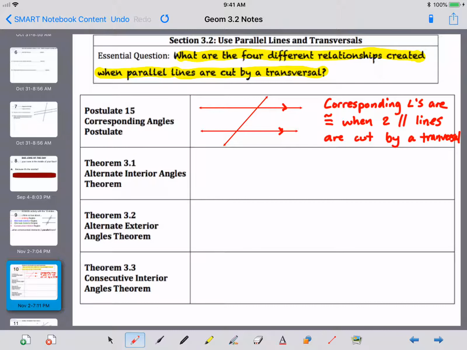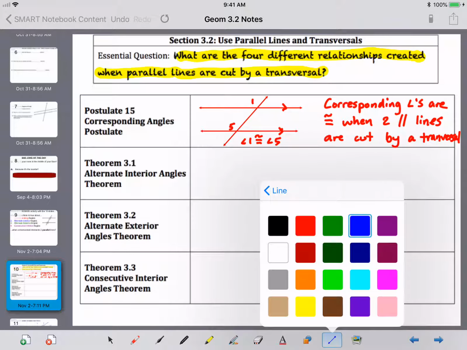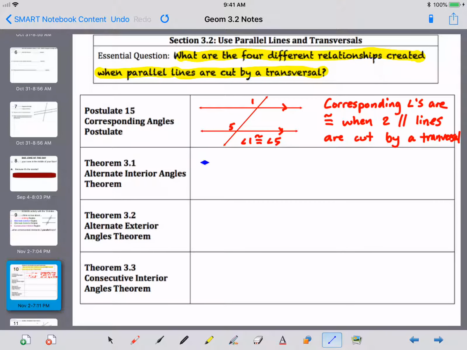Okay, so for example, if I called this up here angle 1 and angle 5, angle 1 would be congruent to angle 5. Okay, let's look at the next theorem. This one deals with alternate interior angles. So again, let's start with two parallel lines cut by a transversal.